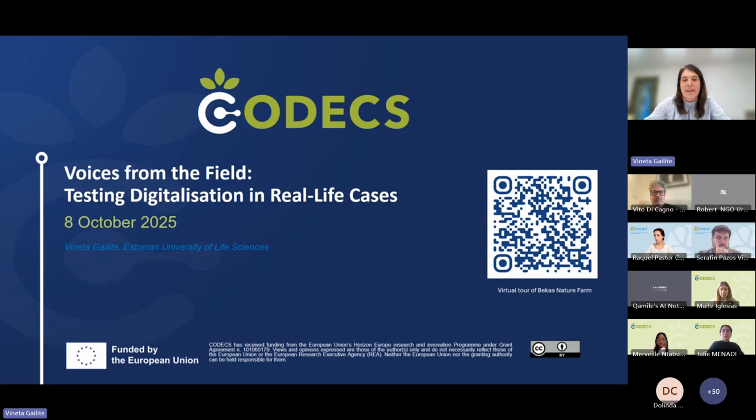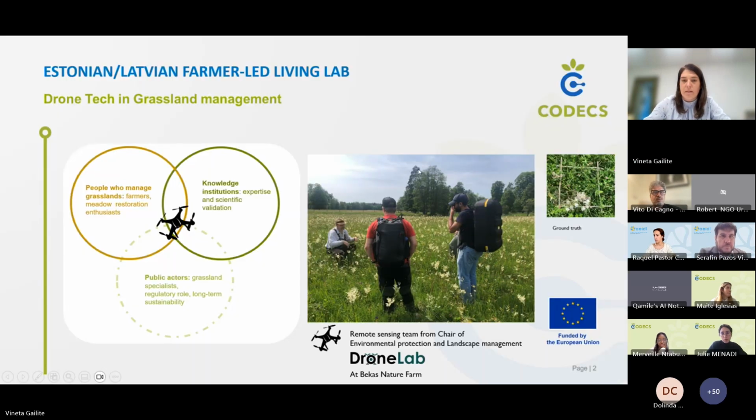And I will just start with explaining who we are. We are the Estonian and Latvian farmer-led living lab, and we explored drone technology, which is different drones with different sensors and also software use in grassland management. But we particularly concentrate on EU valuable semi-natural grassland conservation and restoration. You can see our actors in the Living Lab, which are people who manage grasslands. Mainly these are livestock farmers, private landowners, also smaller farms, which are meadow restoration enthusiasts, and also state-owned land, which is managed by the livestock farmers, grazing or haymaking.